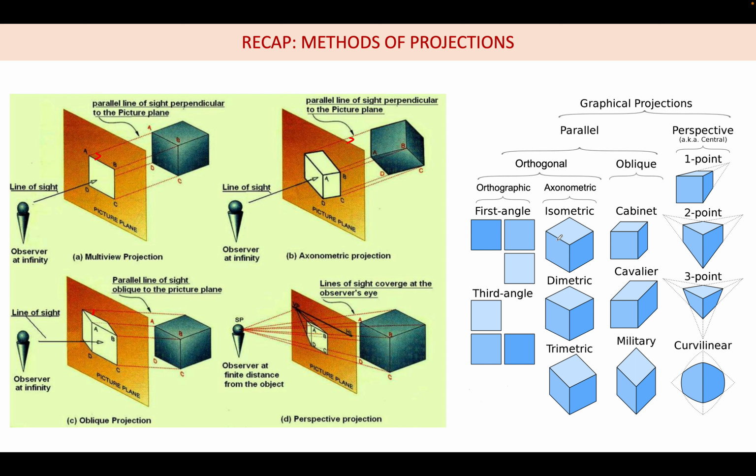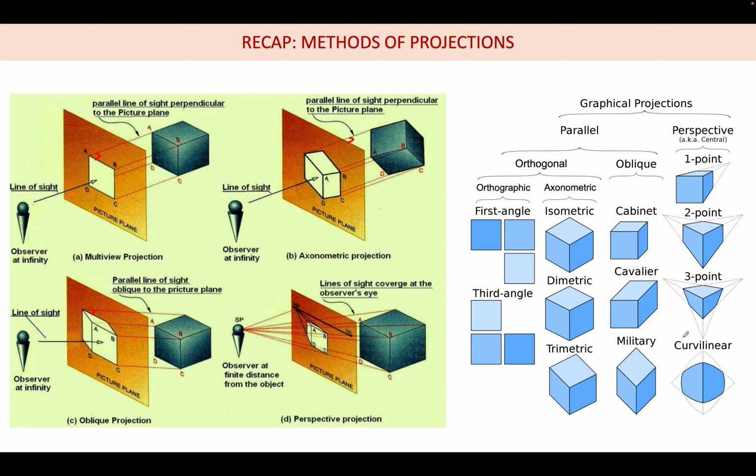So in isometric you can see that all edges are equally inclined to each other. In dimetric two angles are equal and the third angle is not equal. And in trimetric all the three angles are different. So that is one thing. In oblique projection we have again many other types. One is called cabinet, another is cavalier, another is military. And perspective we have based on the number of convergent points. You can say it's a single point, or it's a 2 point or 3 point perspective projection. So this is the recap.